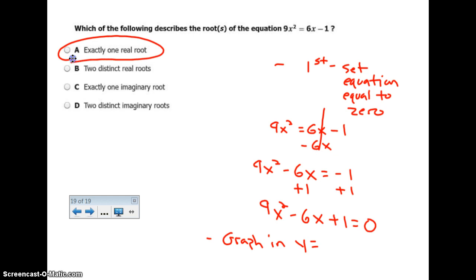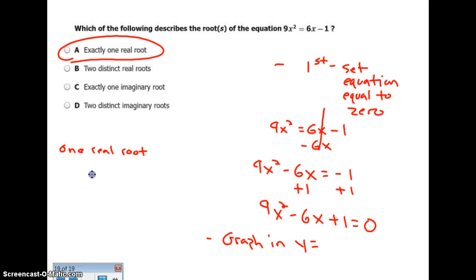Let's look at what they all look like. So copy this down. 1 real root would look like the problem that we had, where it hits the x-axis and bounces back up. Let's try that one more time. I just want it to hit the x-axis and then bounce back up. That's 1 real root.